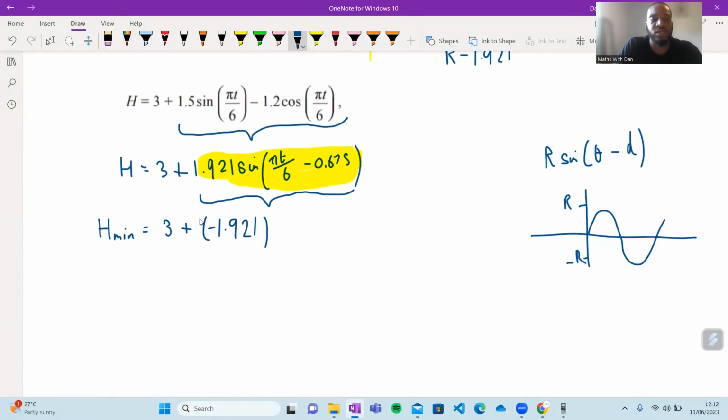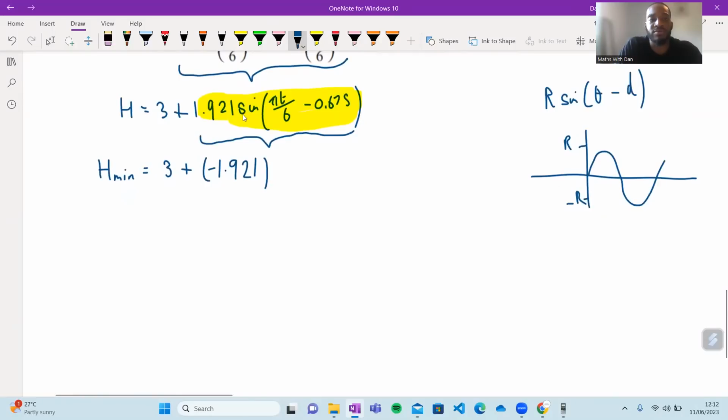And to be fair, I can do it like this just to make it a bit clearer. Remember, you could also do it like this as well. You can just say 3 plus 1.921, and we know that this function of sine has a minimum point at -1, which is why I've got this here. Does that make sense, guys?